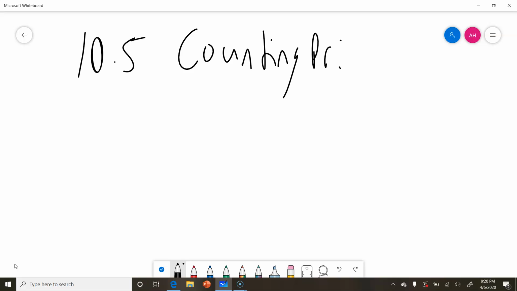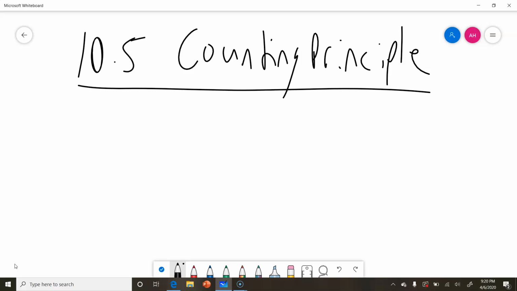We are on a new lesson today. This is lesson 10.5, and it is on what is called the counting principle. Okay, the counting principle. Not principle as in Mr. Wrench, but the theory of counting things. That doesn't sound too bad, right? We all like to count.